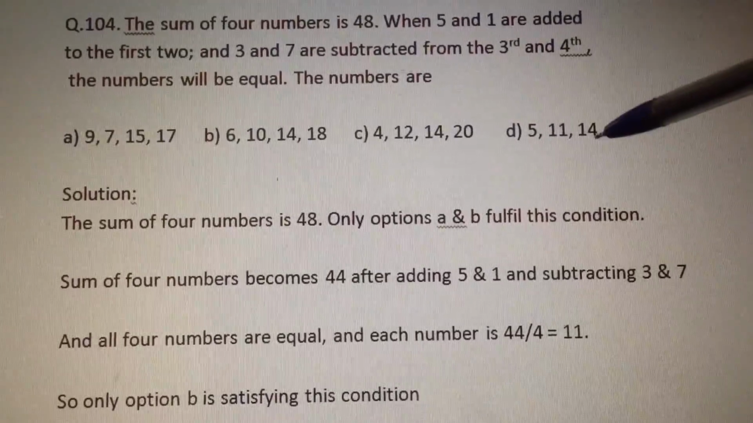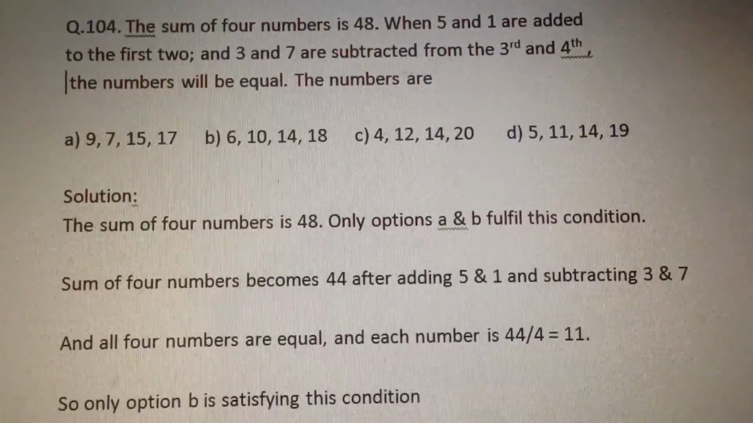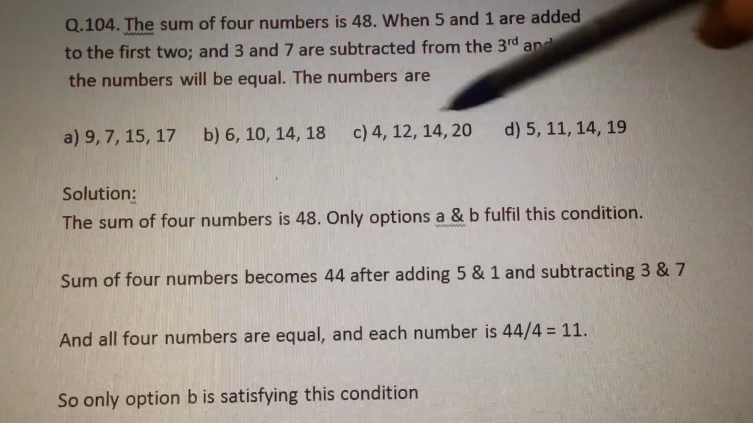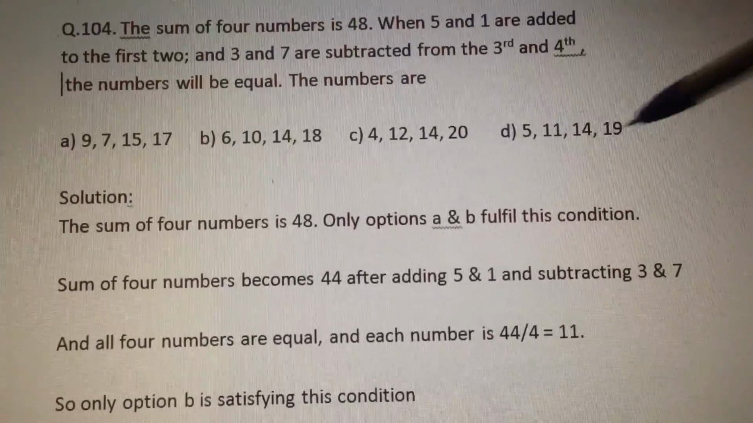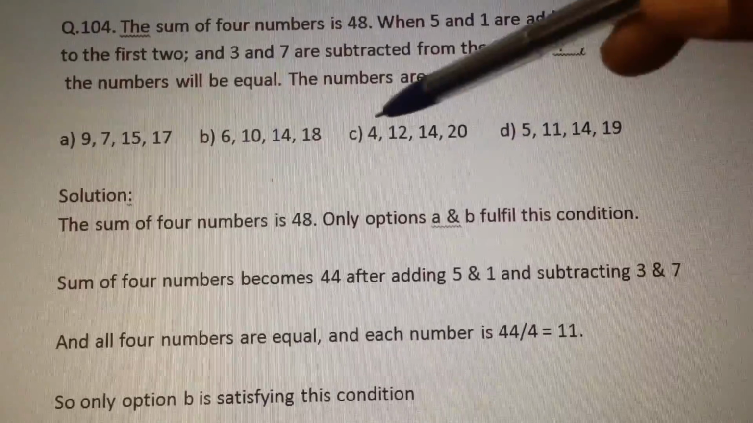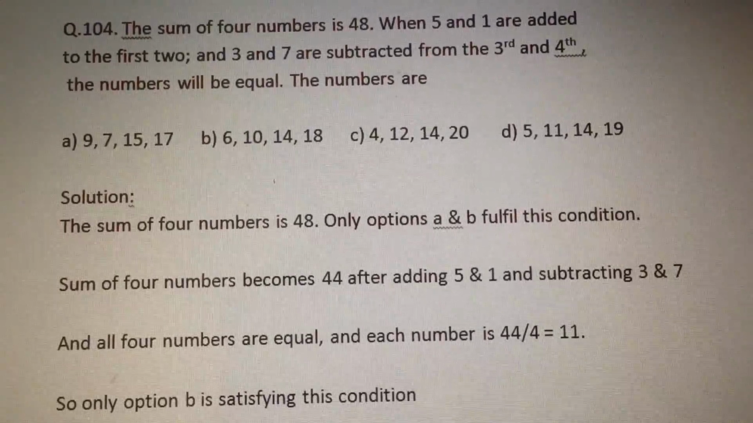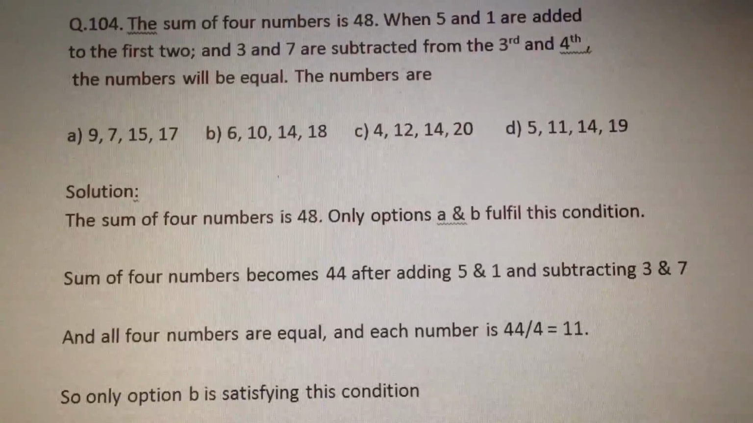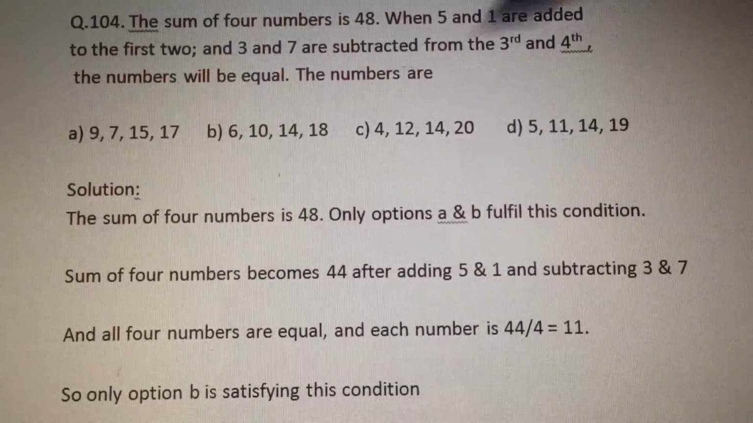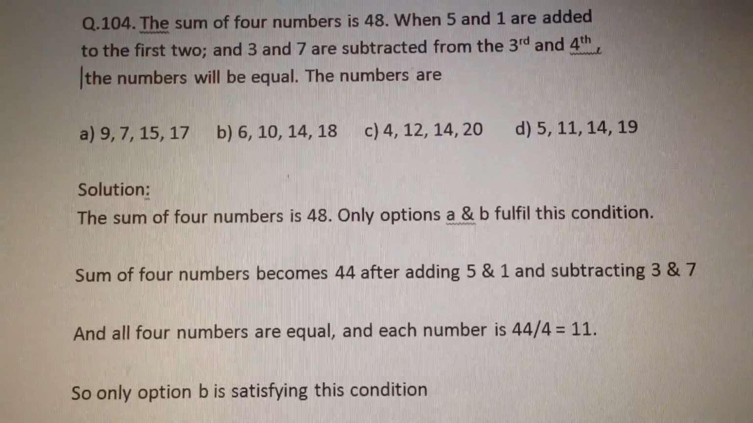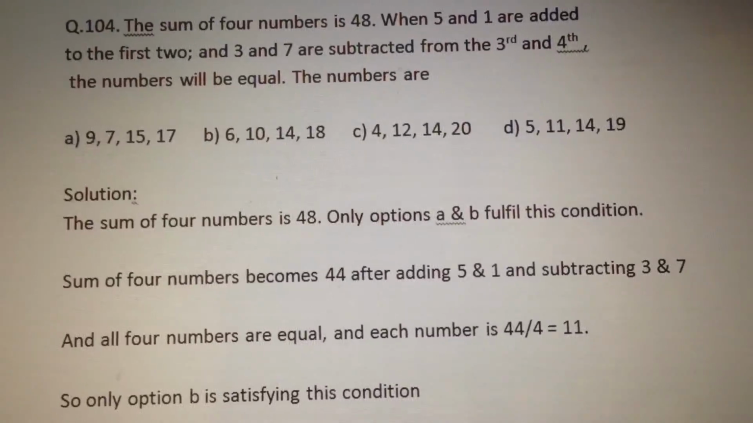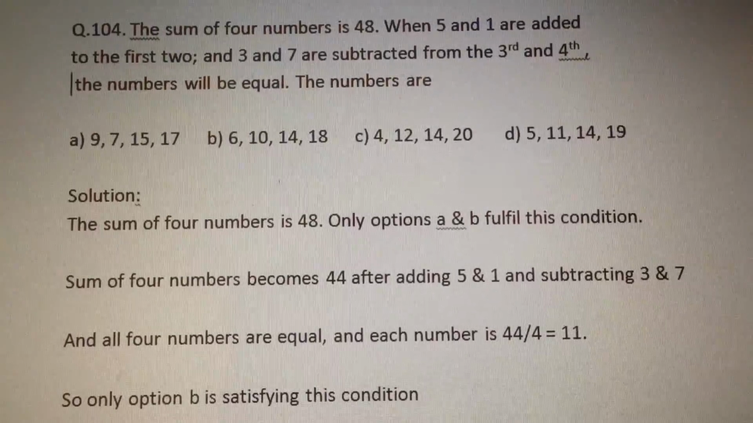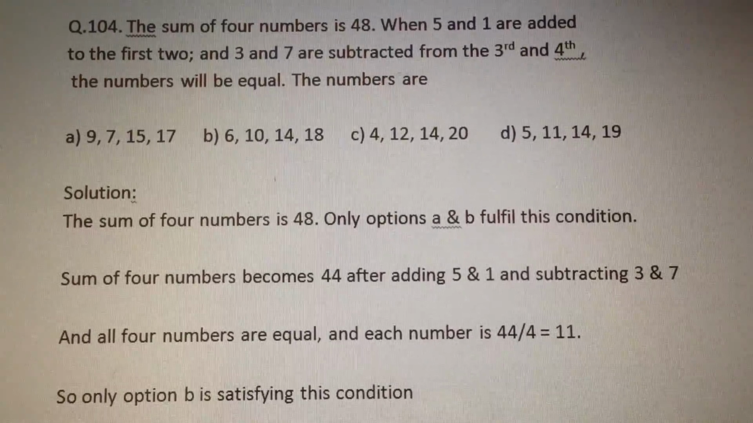Options C and D are not satisfying the very first condition because the sum of these 4 numbers is not equal to 48 in these two cases. So we can rule out these two options, C and D. So our option is among A and B. Okay, now let us see the second condition. What is the second condition? When we add 5 and 1 to the first 2 numbers and subtract 3 and 7 from third and fourth numbers, the numbers will be equal.